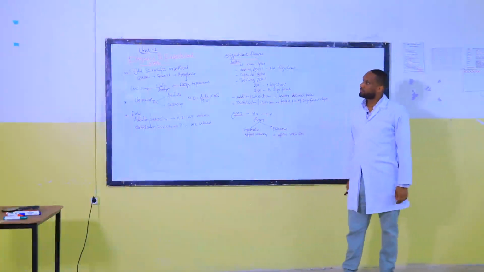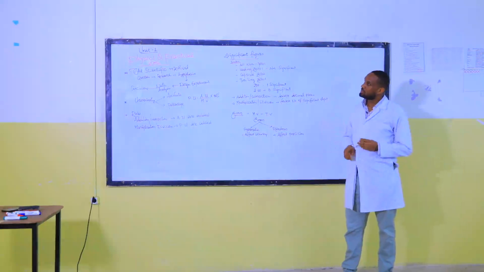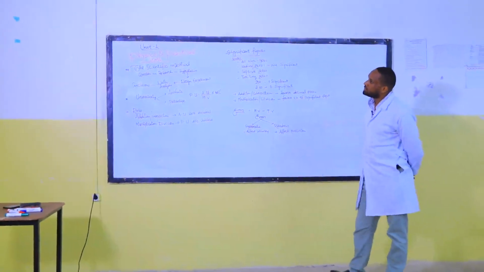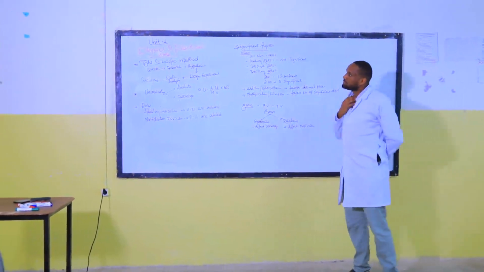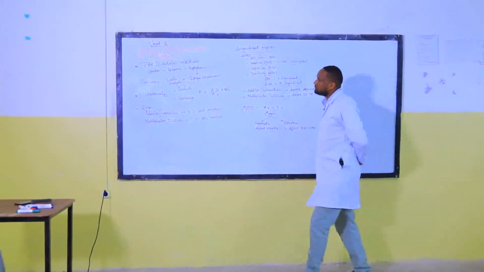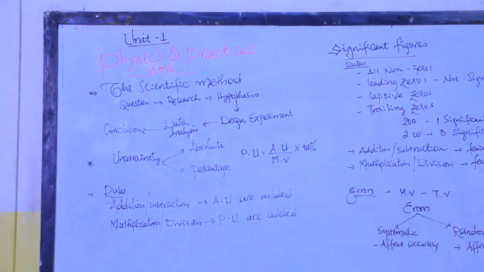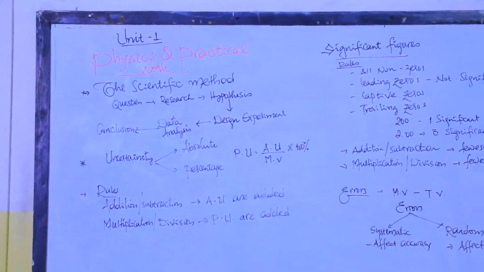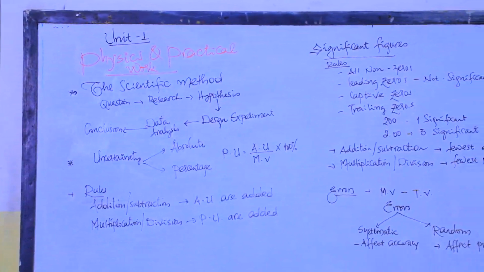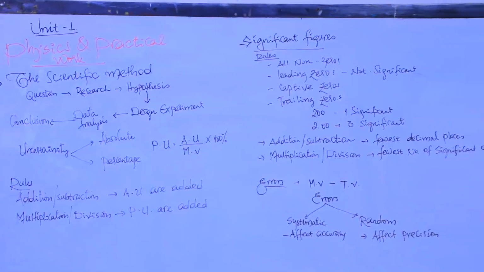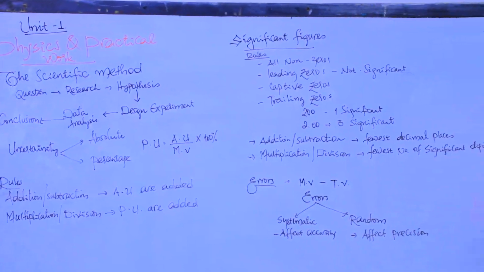As you know, grade 11 physics has 8 units. So the first unit is about physics and practical work. In this unit, we have seen different concepts of physics. We have seen what we call the scientific method, the series of steps that we use to investigate scientifically. And we have also seen about uncertainties, significant figures, and finally, we have also seen about errors, okay?